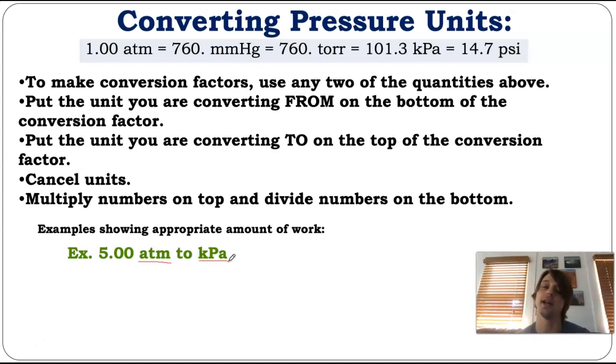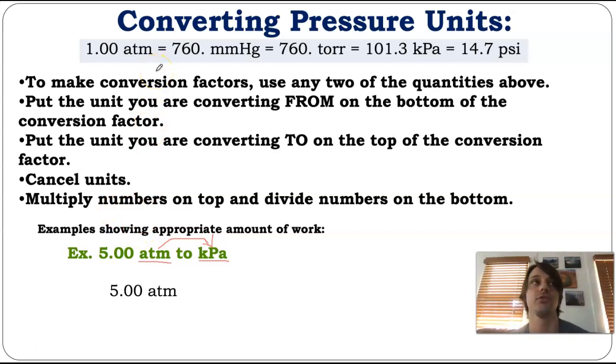We're using dimensional analysis to convert between units. So I'm going from atmospheres to kilopascals. Okay? So I'm starting here with 5 atmospheres. That's my starting point. That's the number I'm given. The unit that I'm coming from goes on bottom. The unit that I'm going to goes on top.